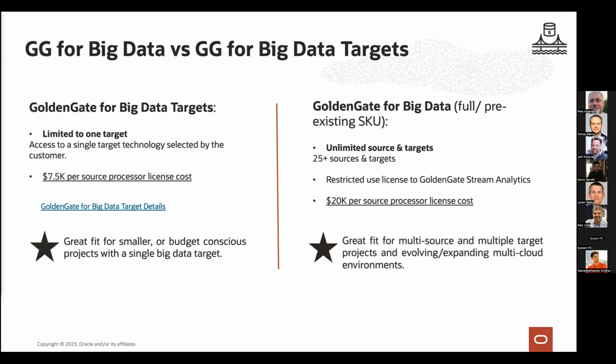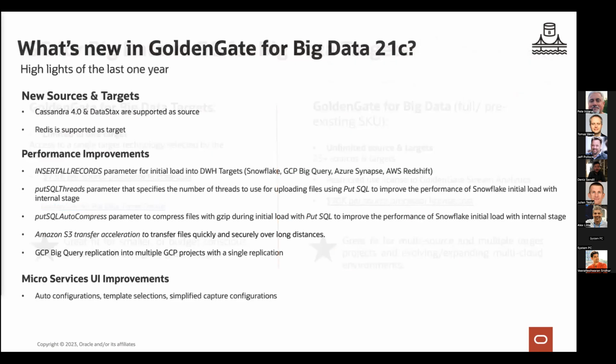And actually, once you opt in for the GoldenGate for Big Data Targets SKU, you still use the same GoldenGate for Big Data binary. So what you do is you only commit to use the software with a single target technology. GoldenGate for Big Data Targets is a great fit for budget-conscious projects with a single big data target. You can get more details about it from the link that I left in this slide. We have all the pricing details in this blog post, and if you're interested, you can check that blog post for more details.